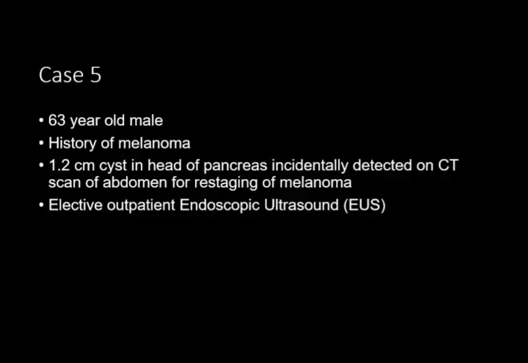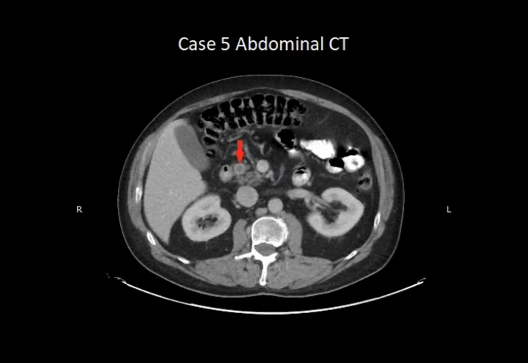The patient is a 63-year-old male who was referred for a CT of the abdomen for restaging of melanoma. The abdominal CT detected a 1.2 cm cyst in the head of the pancreas, as demarcated by the red arrow. Melanoma may metastasize to the pancreas. The patient was referred for EUS.